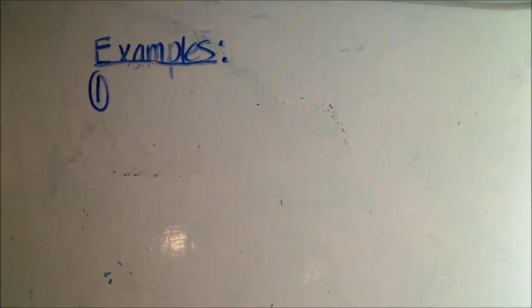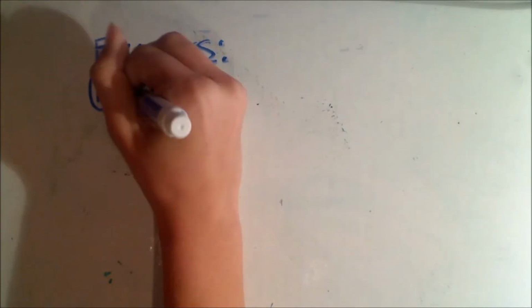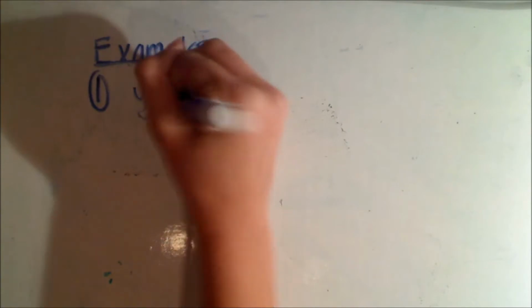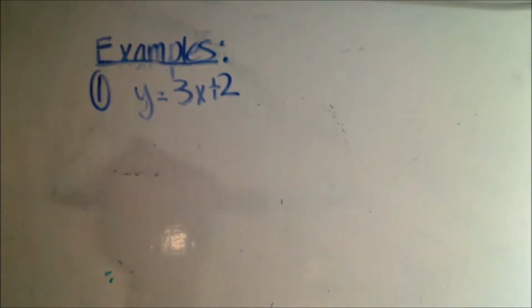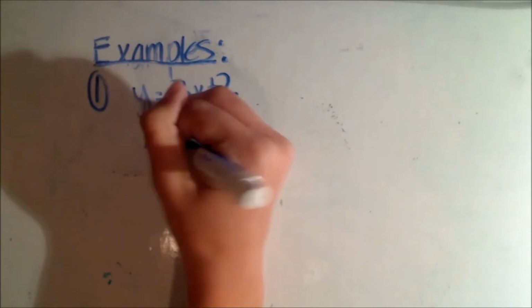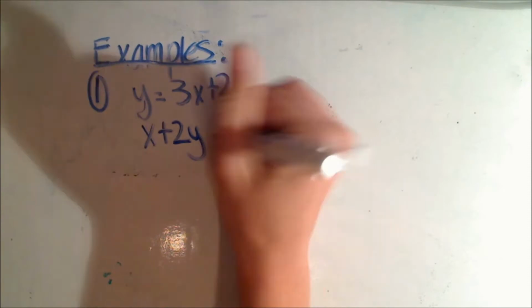Lesson 7.2, Solving Linear Systems by Substitution. Okay, so example number 1. We're going to do y equals 3x plus 2, and our next equation will be x plus 2y equals 11.